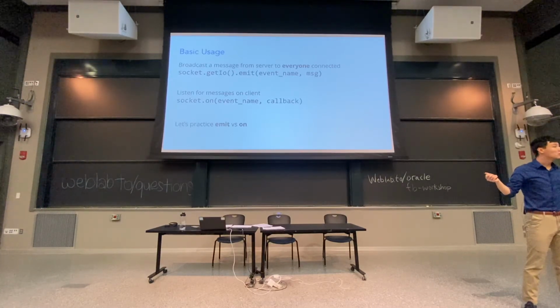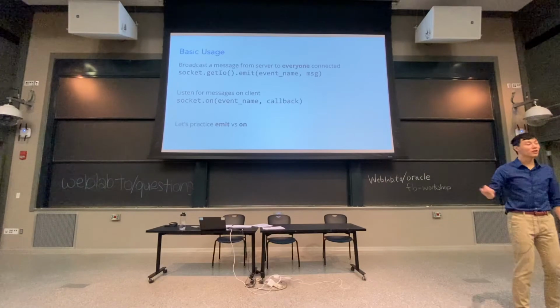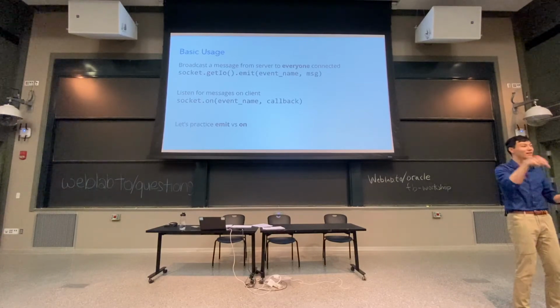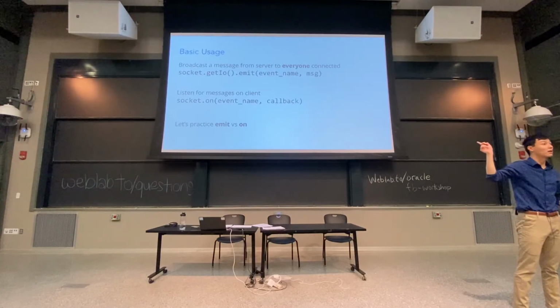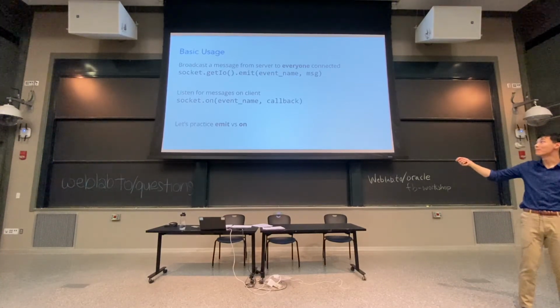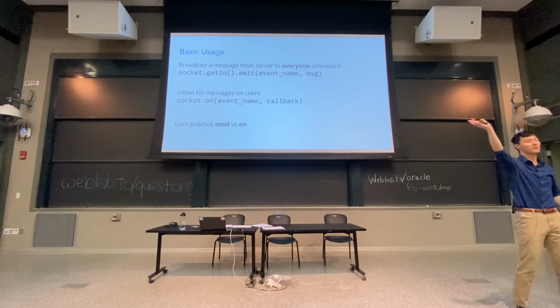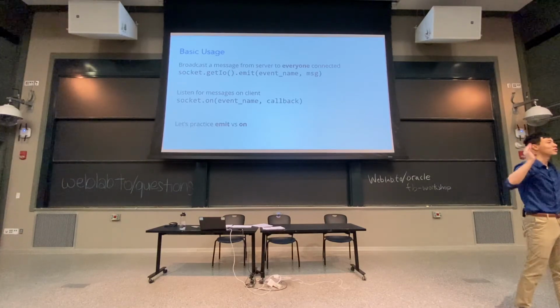So every time you call socket.on, you can think you have like a little troll sitting at a computer waiting for the message. And then when it gets the message, it's like, oh, sweet, and then it runs the function. And on the server, you just emit stuff. So you're like, here's the message. So the server gives out messages.